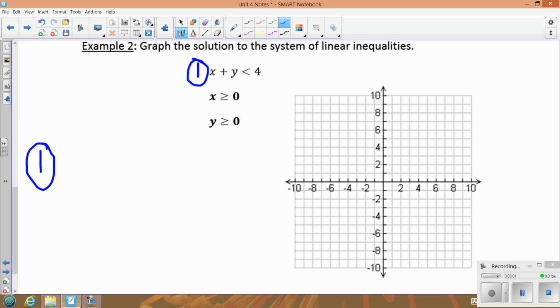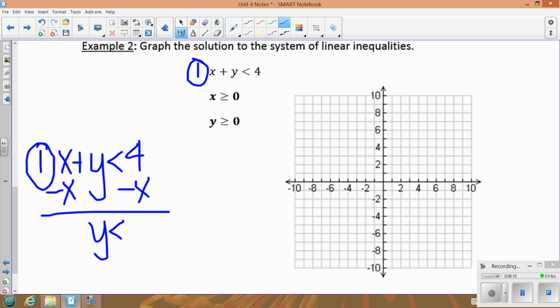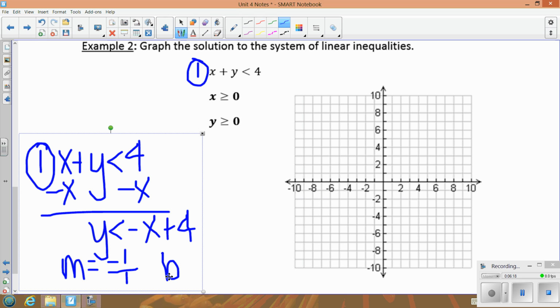So let me just start with this one down here. So x plus y is less than 4. Always get y by itself. So we have y is less than negative x plus 4. My slope then is going to be negative 1 over 1. So down 1, right 1. Y-intercept is going to be 4. So let's start up at 4, and we're going to go down 1, right 1, down 1, right 1.